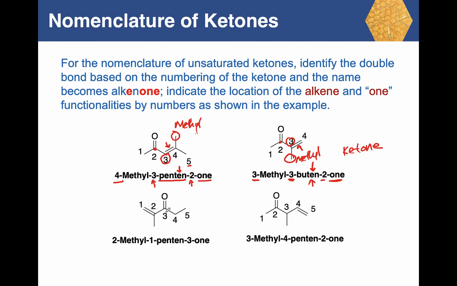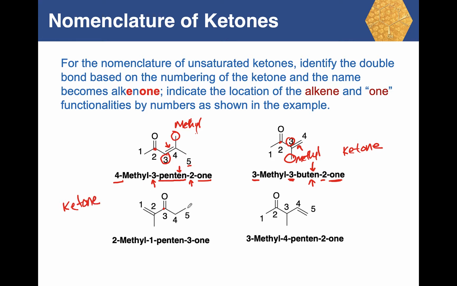Here's another example. So here we have, recognize this to be a ketone again. Here it is. Start numbering at the end closest to the carbon-oxygen double bond. Let me emphasize that. Start numbering at the end closest to the carbon-oxygen double bond because we're naming it as a ketone.